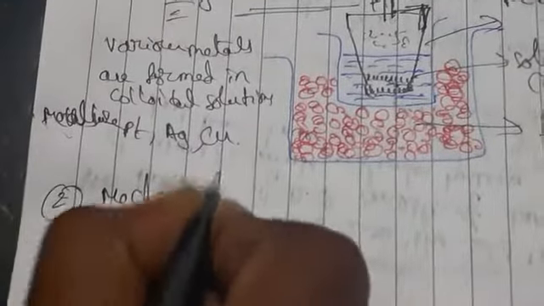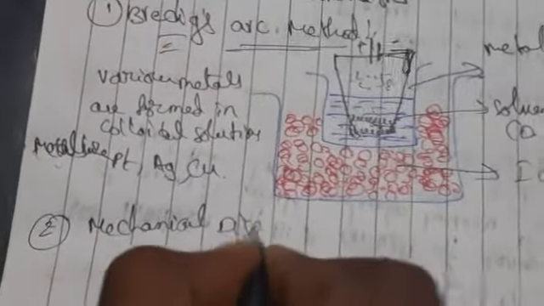Second method is nothing but mechanical dispersion. So mechanical dispersion is nothing but here we'll take some dals to grind the mixer. Yes or no? So like that only it will also. Let us take the diagram.